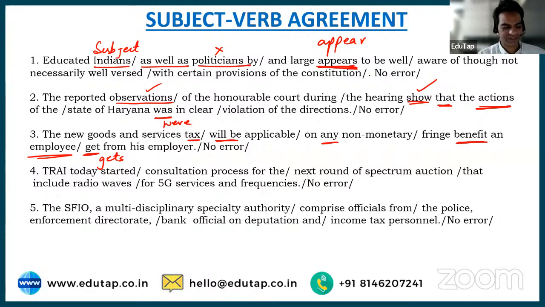Very good, Swarnim. Very good, Indu. So it should not be "get," it should be "gets." The new goods and services tax will be applicable on any non-monetary fringe benefit an employee gets from his employer. That should be the correct answer here. Very well done, guys. All right, guys, moving on to question number four.